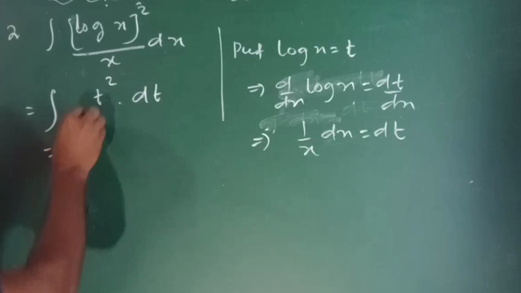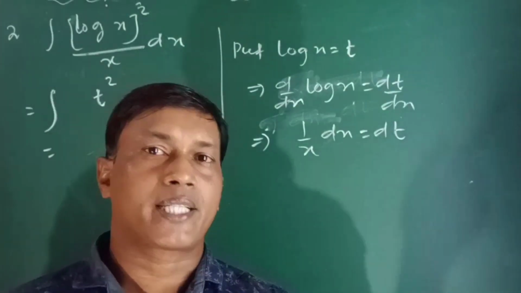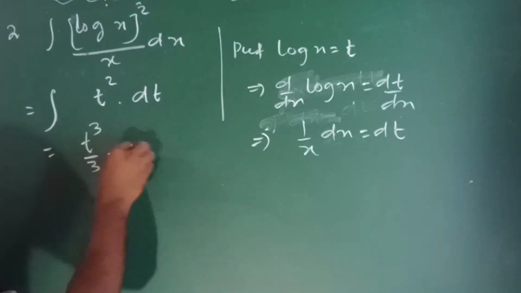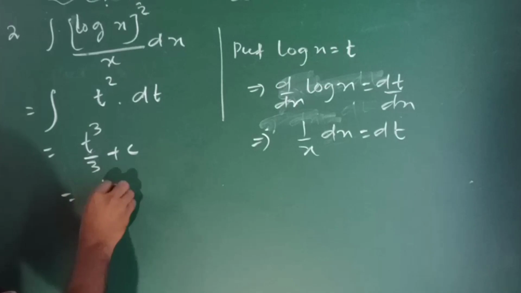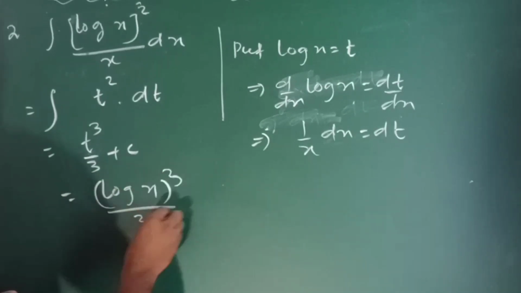So this is in the form of x square dx. Integration of x square dx is x cube by 3. So this is t cube by 3 plus c, which is equal to, t is log x, cube of log x by 3 plus c.